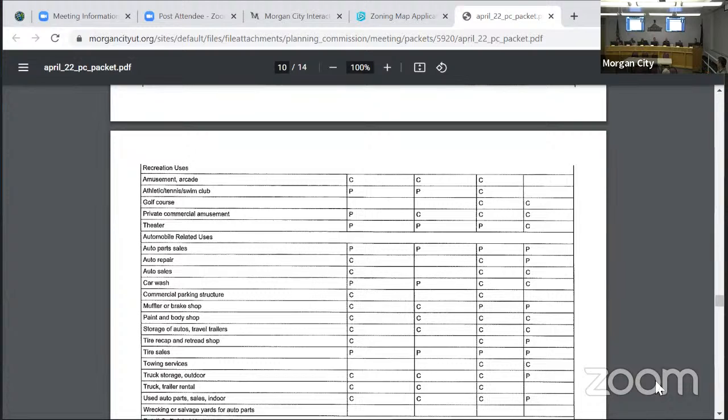I think Layton would be a good one to look at just because of the Gary Crane and Steve connection there. And so some of their ideas being here in Morgan City.